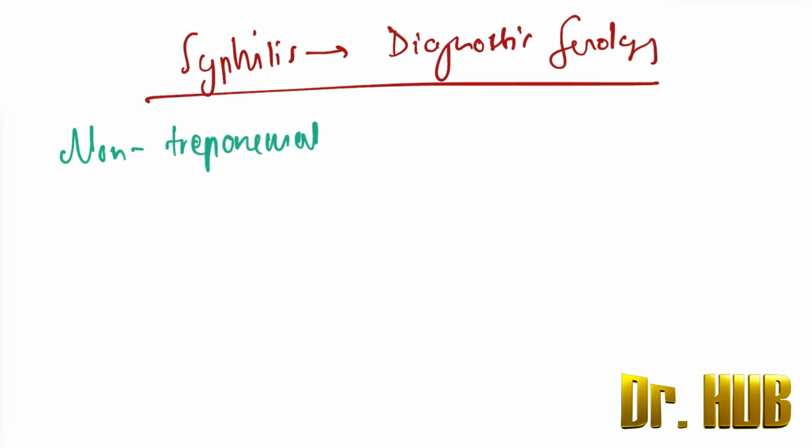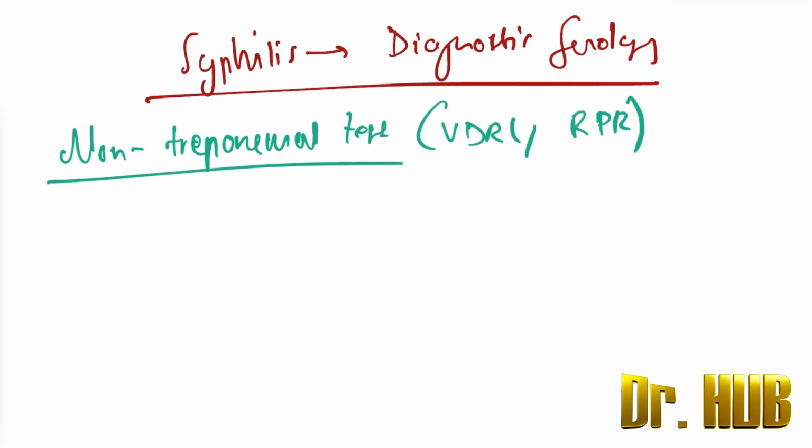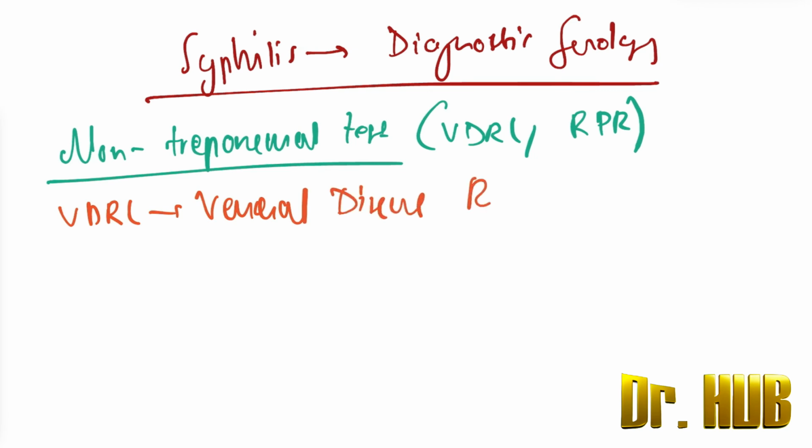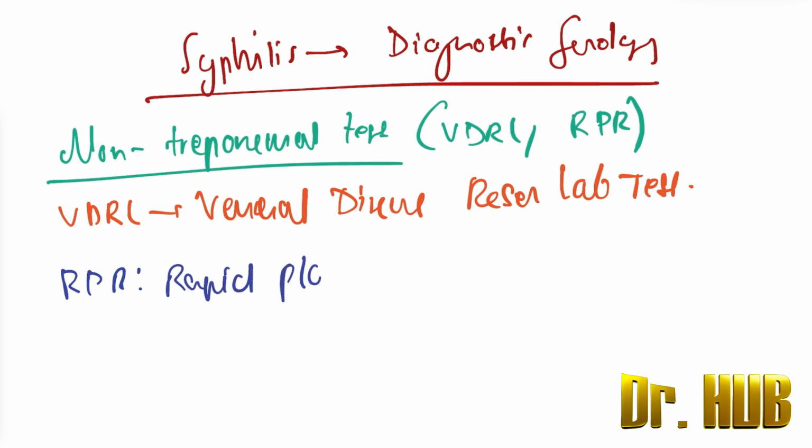The non-treponemal test. Under this there is the VDRL as well as the RPR. To begin with the VDRL, the full form is the Venereal Disease Research Laboratory test. Then comes the RPR. The RPR stands for the Rapid Plasma Reagin test.